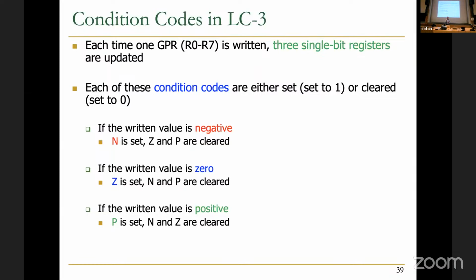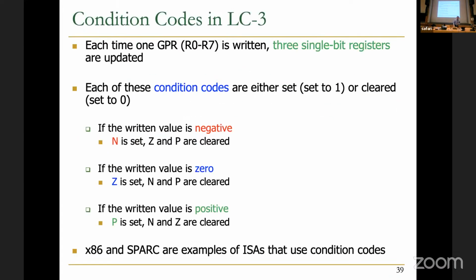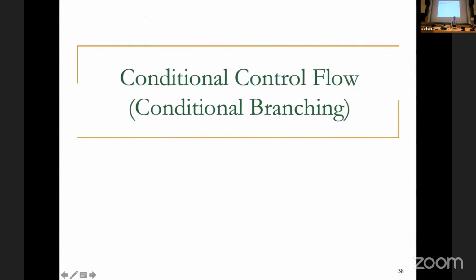Now we can test these condition codes, right? There are instructions that can test these condition codes to do the conditional branching. And again, x86 and SPARC are examples of ISAs that use condition codes. And clearly, the x86 is one of the most popular ISAs. ARM does something different, but we will not get into it today.